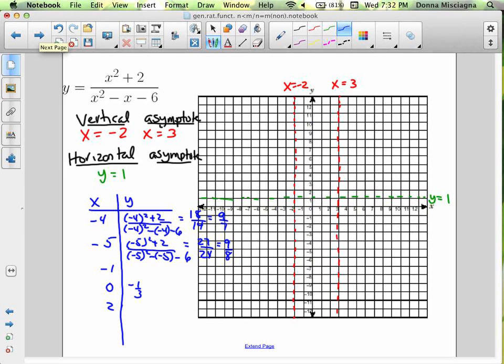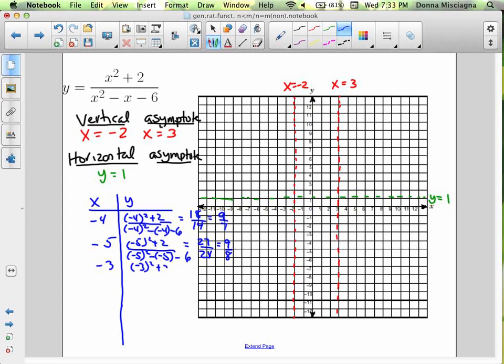Oh, wait. You know what? I put in -5. I forgot. It wasn't -3 and 3. It's -2 and 3. Oh, I could have used -3, which would have probably been nicer. Oh, well, let's use -3 as well. Sorry about that. That's what happens when you're just kind of glancing over at the graph there.